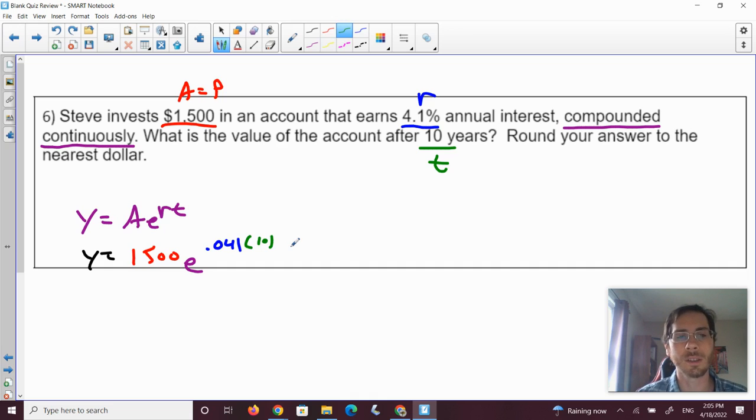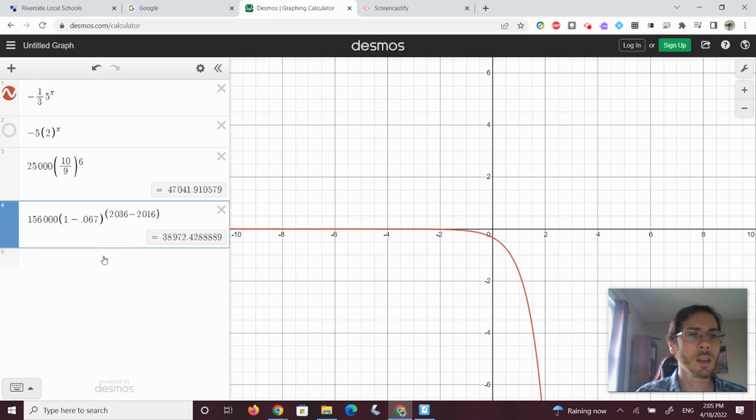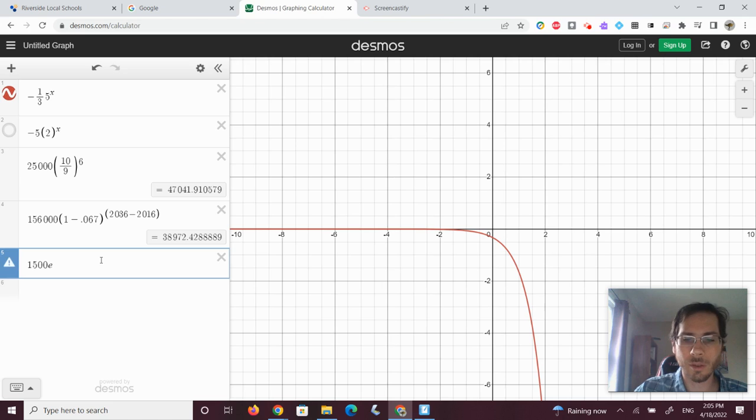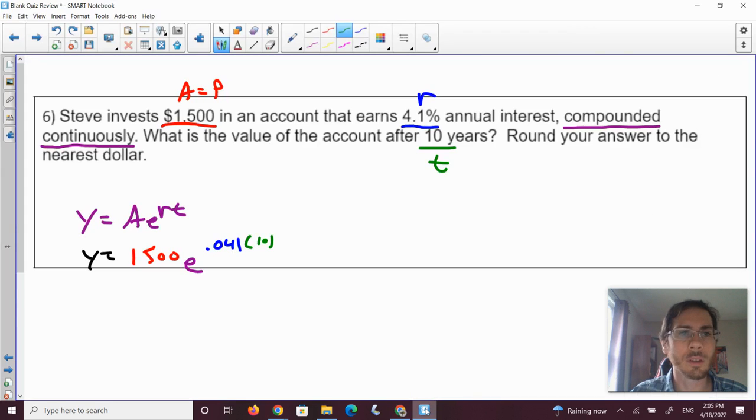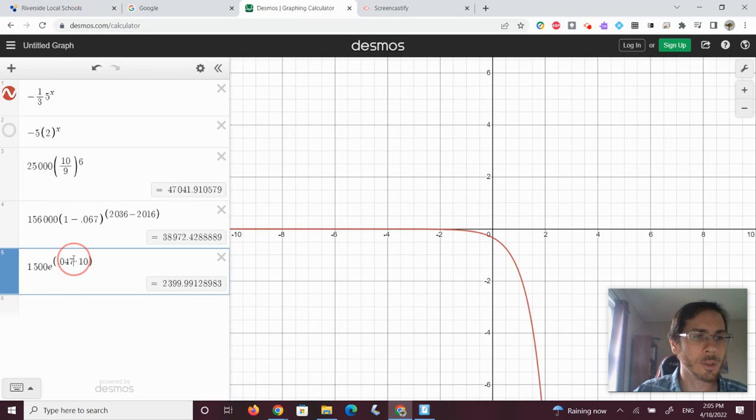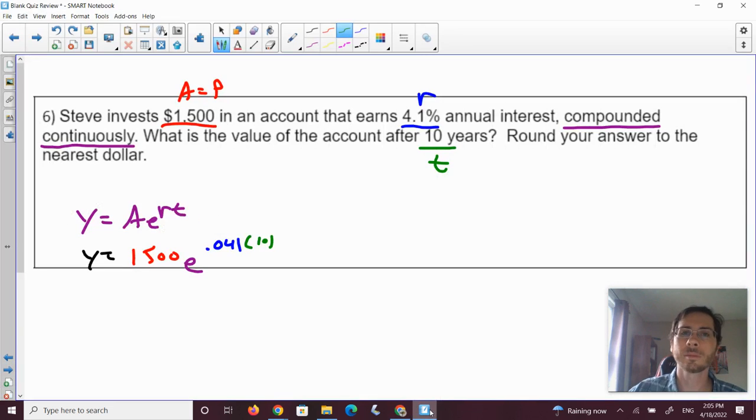And again, at this point, it's a calculator question. We throw it in the calculator. So 1,500 e to the 0.047. And let me double check to see if I got that interest rate right. 4.1, not 4.7. All right, so 2260.23. And that's going to be our final result.